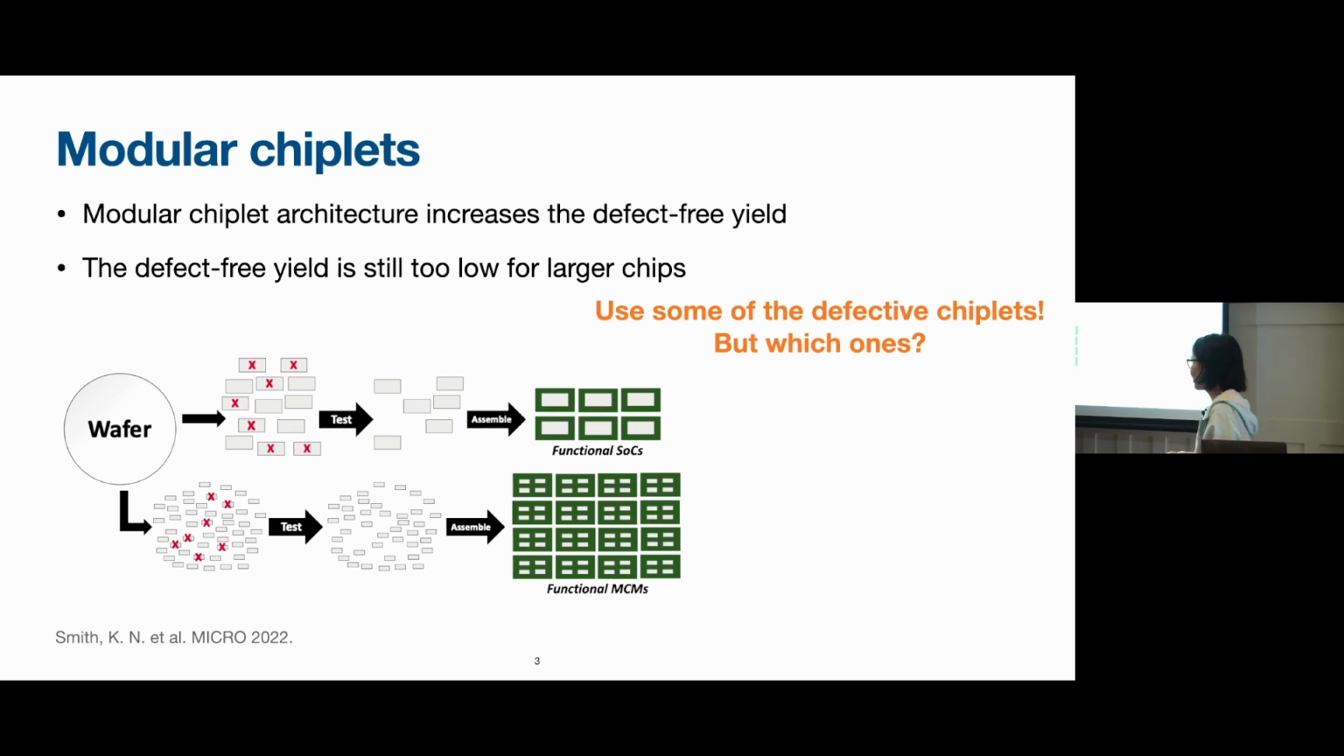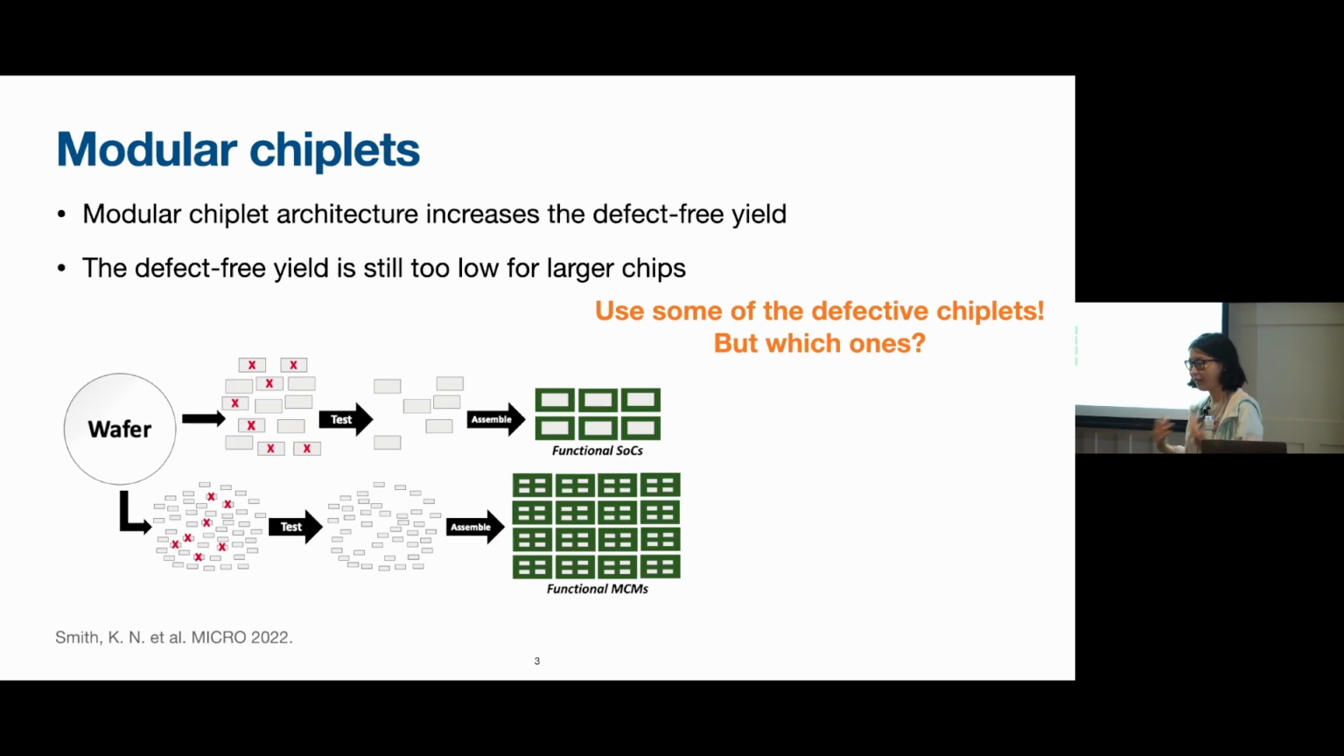So the thing is, even with the modular triplet architecture, the defect-free yield, which means the proportion of triplets that don't have any defects on them, is still too low. So naturally, we want to improve the results by using some of the defective triplets. But then the question is, which ones should we use?